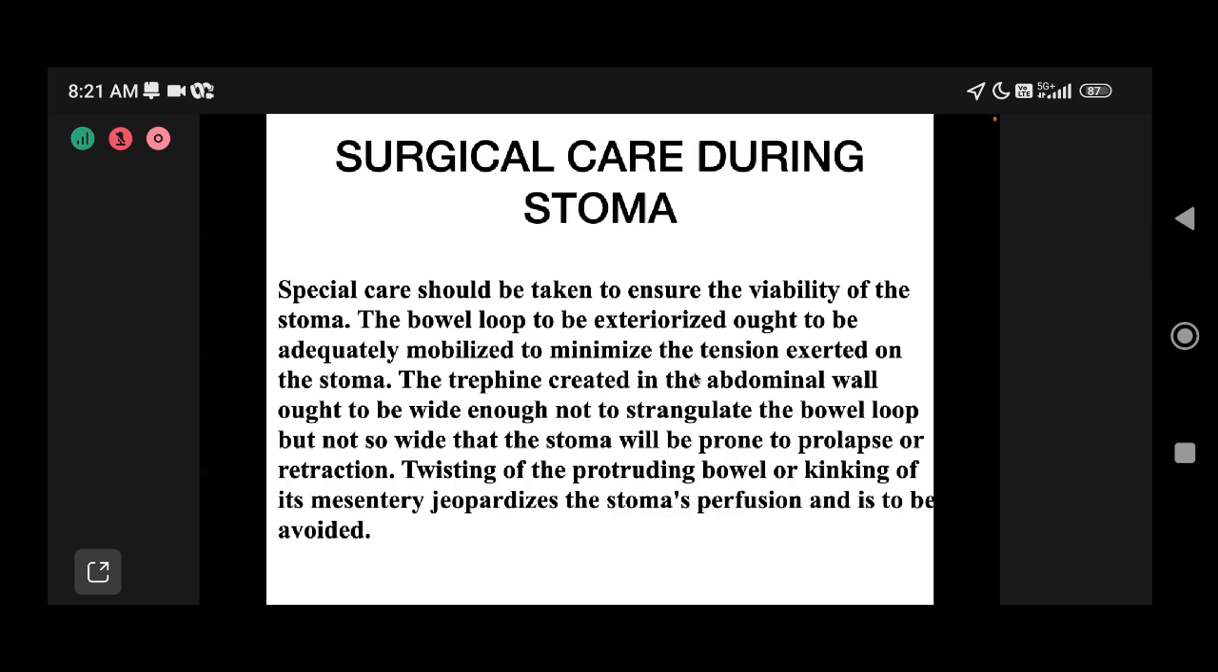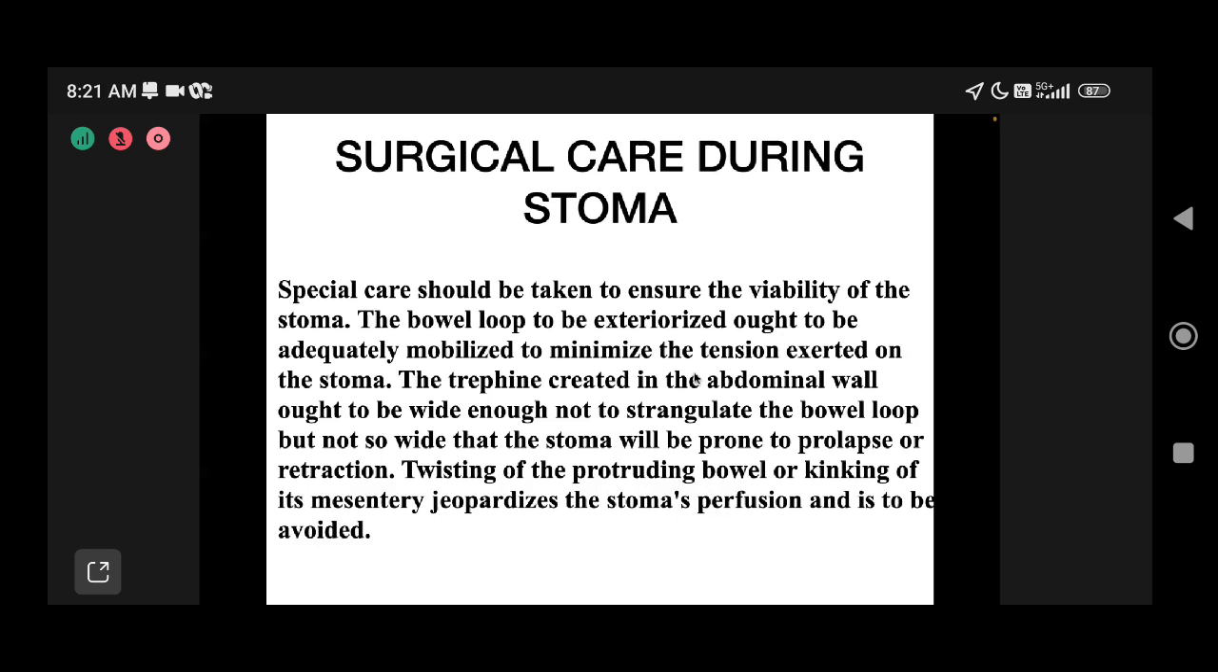So, surgical care during stoma. Special care should be taken to ensure the viability of the stoma. The bowel loop to be exteriorized ought to be adequately mobilized. Very, very important. It should not be having traction and counter traction. See, at the skin level one traction, and lower down, a short mesentery pulling. That is one of the things. See, the basic principle, even for healing of anastomosis, everything is traction and counter traction has to be least. And most important, it should be well vascularized bowel.